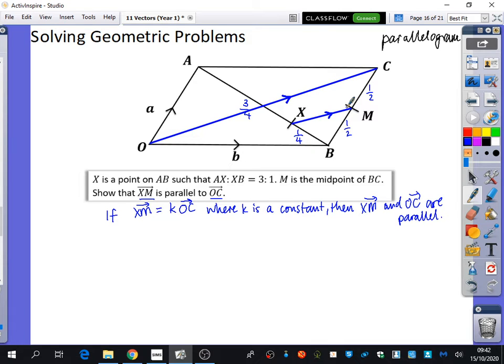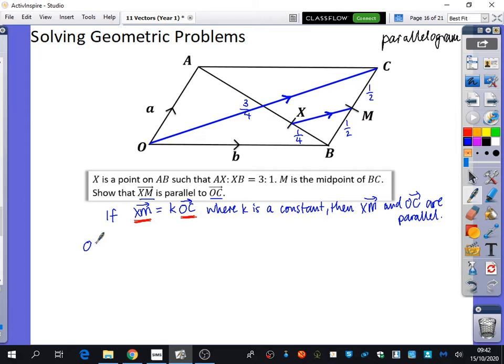Okay, good. So in order to do this, I need to work out these two things. I need to find out what XM is, and I need to find out what OC is. Then I'm going to compare them and see if I can find out what k is equal to. So which of those ones looks like it's going to be easier to find out? OC. So let's do OC.